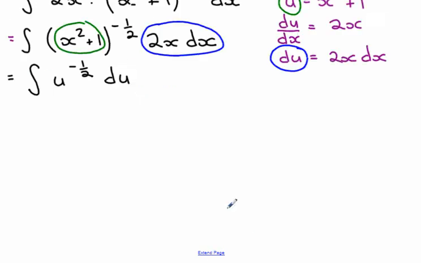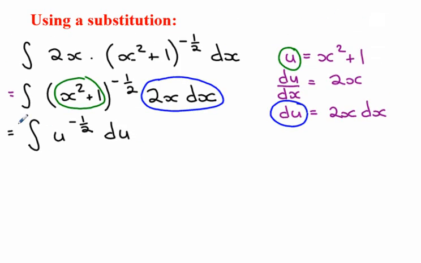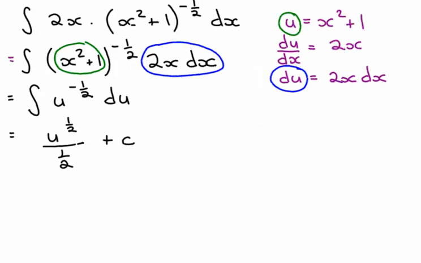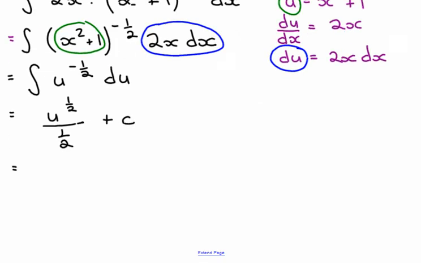Now let's integrate that. That's just using our power rule. So I add 1 to negative a half, which gives me a half. And I divide by half, plus my constant of integration. Pretty it up a little bit. I've got 2 root u plus c.